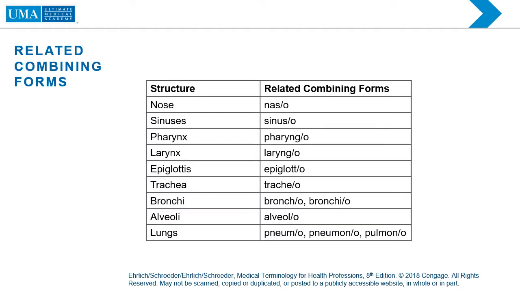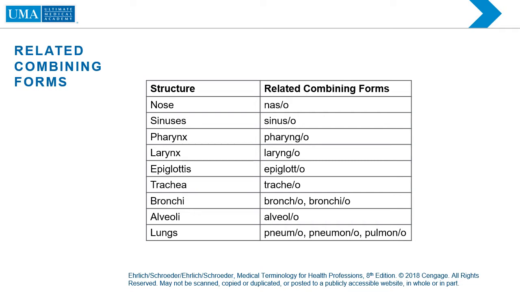As with the other body systems, the respiratory system also has a set of combining forms that make it easier to identify specific structures within the respiratory system. You'll notice the first column identifies the structure or the anatomical site, and the second column identifies the combining form. Remember, the combining form has the letter O added to the end of the word part, which is the root word. So if we take a look at naso, meaning nose, and here air is exchanged during our inhalation and our exhalation.